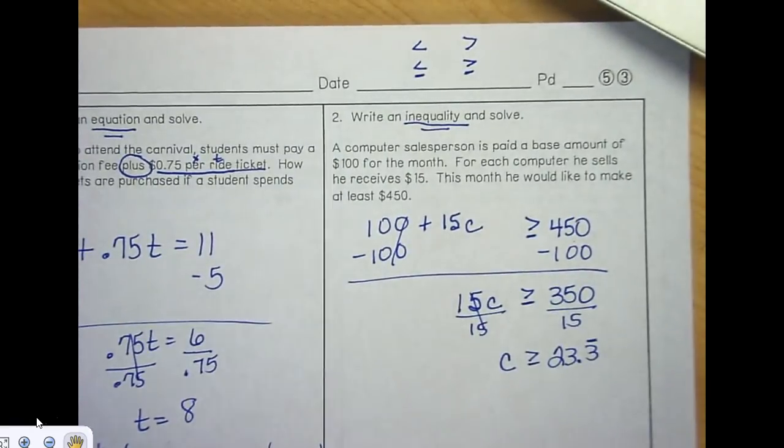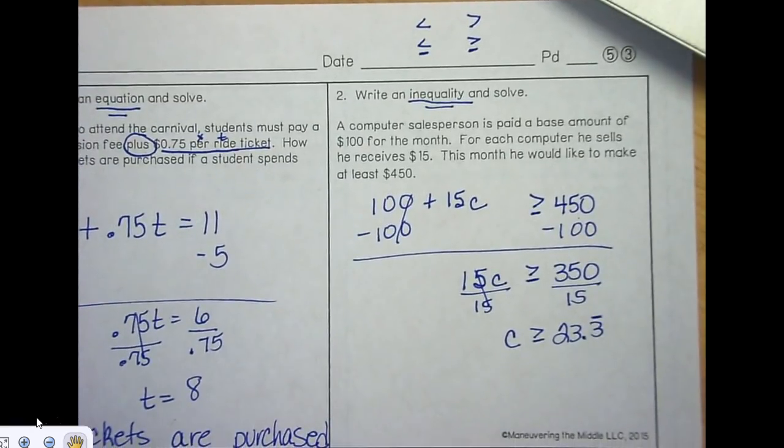So 23.3 repeating. And he can't sell 23 computers and a third of another, right? Somebody's not going to say, well, I really just want, like on this one computer, could you just give me the CPU? You can buy them like that, but not from a whole computer, right? So we've got to interpret it. If he sold 23, would he make enough money?